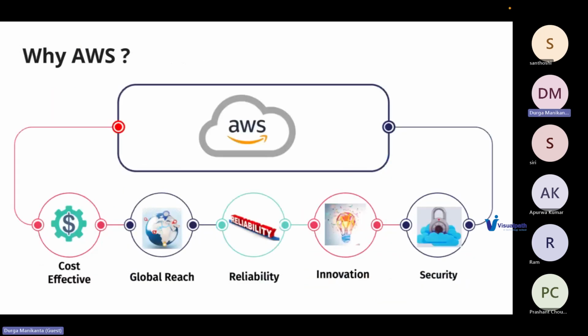Okay, so far I just talked about what is cloud computing, and what the drawbacks or limitations are when we manage our own infrastructure. Then we saw what cloud computing is. Now let's get into what is AWS.